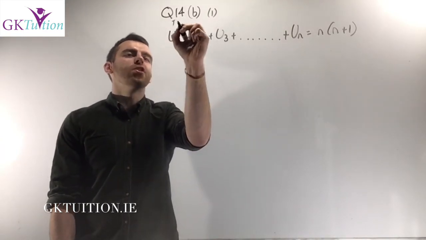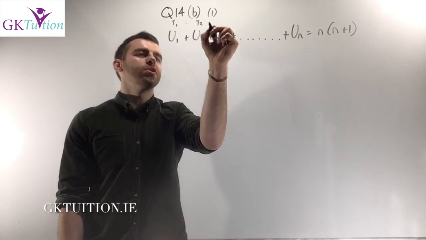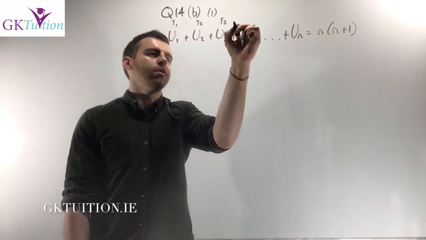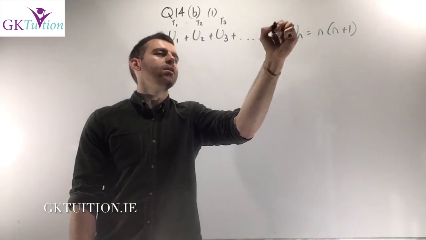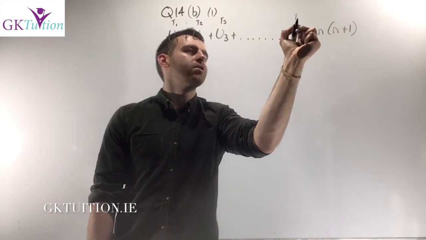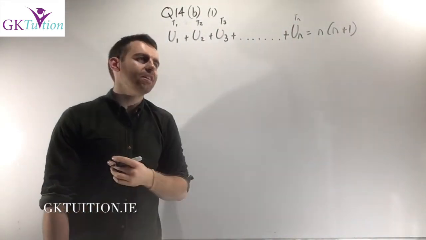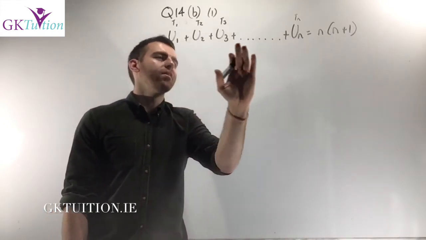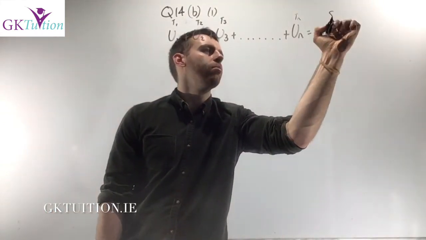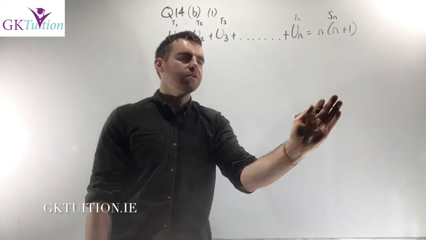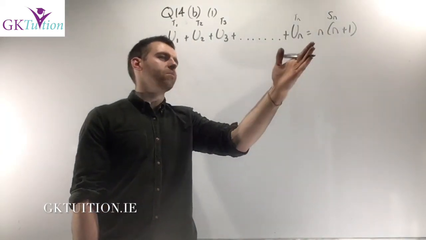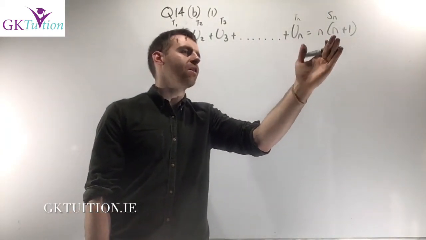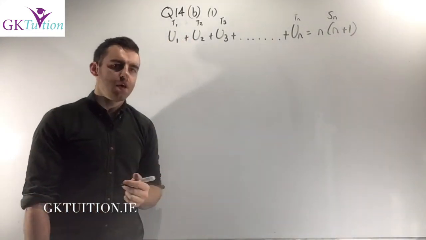U1 is basically term number 1. U2 is term number 2. U3 is term number 3. And if I just kept on adding up all of these terms, the one at the end here is term n, or Tn. It's what we usually refer to as the general term. And I know that if I added up all of these terms, it would give me the sum of all of the terms, Sn. So Sn, the sum of these terms, is calculated as n times n plus 1.